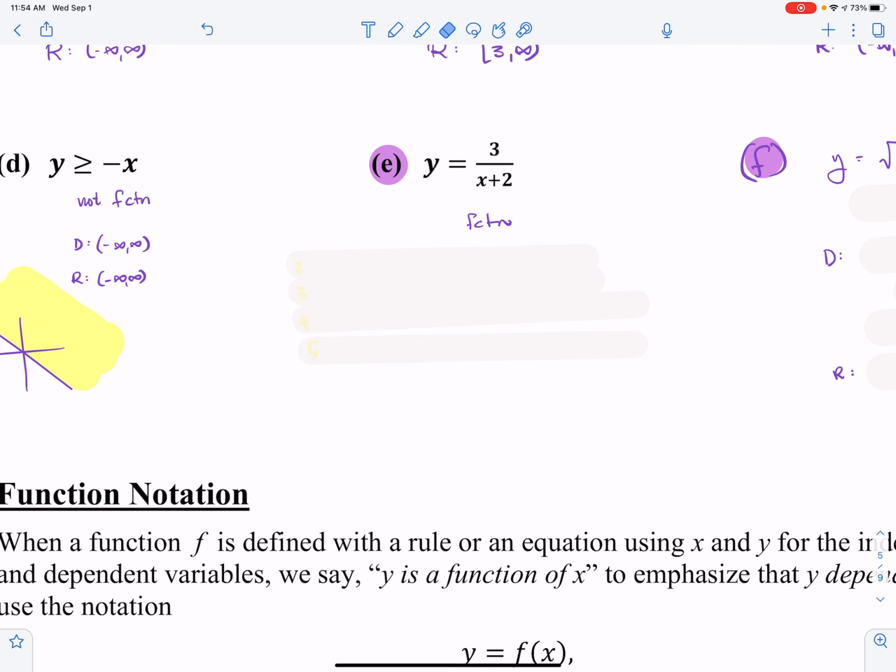So that's the very first thing we're going to do: we're going to take our denominator, x plus 2, and make it not equal to 0. And we want to solve as normal. So when we solve, we're going to subtract 2 on both sides. So x is not allowed to equal -2, because if x equals -2, I'm going to get a 0 on the bottom.